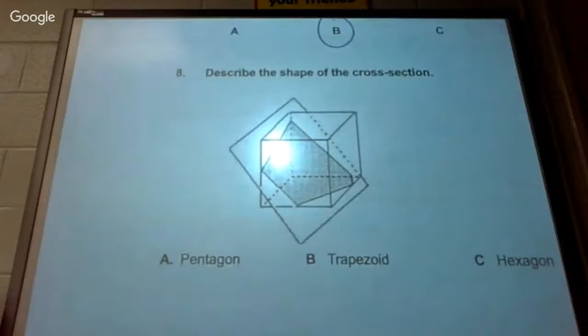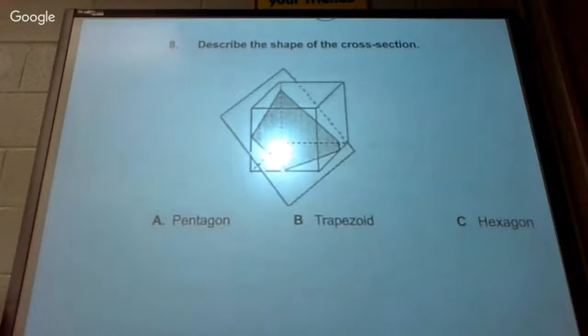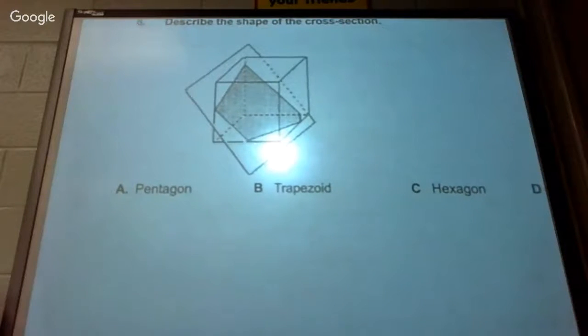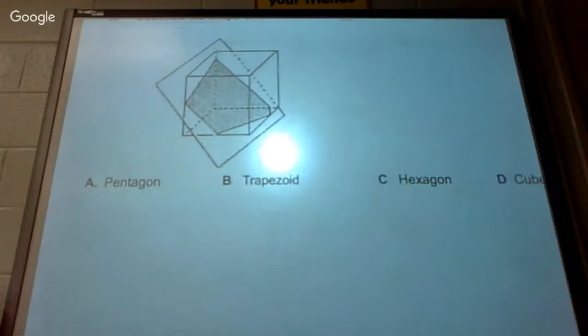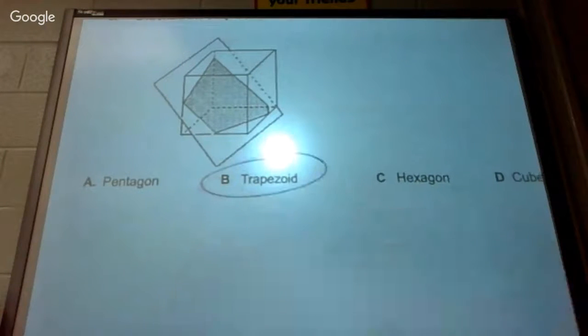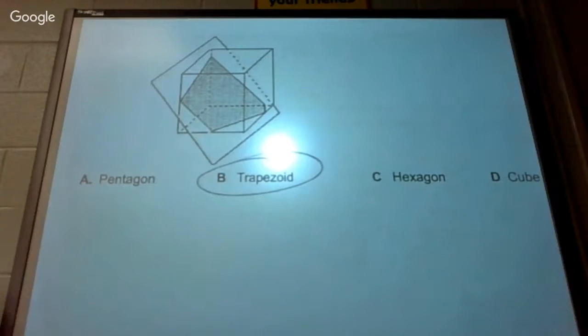Number 8, describe the shape of the cross section. What does that look like? Does it look like a pentagon? No, it looks more like a trapezoid to me. Cross section 8, B.